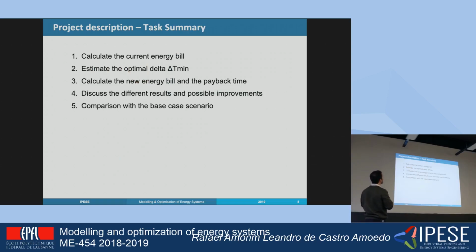As a summary, you should calculate the current energy bill, estimate the optimal delta T min, calculate the new energy bill and payback times, discuss the different results and possible improvements, and compare with the base case scenario. After you have your code written, making small changes is very easy. You will assume a price for electricity. But now we can consider, what if I use double the price for electricity?